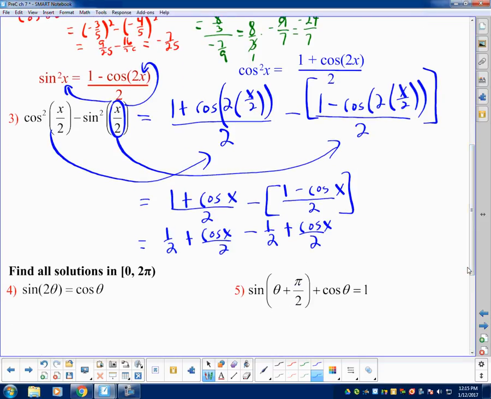So what does this simplify to? 2. Yeah, the 1/2s are gone. This equals 2 cosine x over 2, which is just cosine of x. If you really wanted to complicate things, you could rewrite cosine of x as cosine squared of x over 2 minus sine squared of x over 2. Why would we want to do that? Yeah, you wouldn't. Okay. Next question.